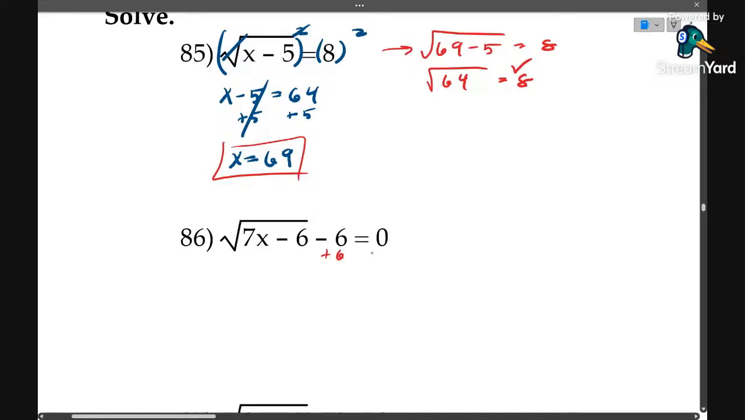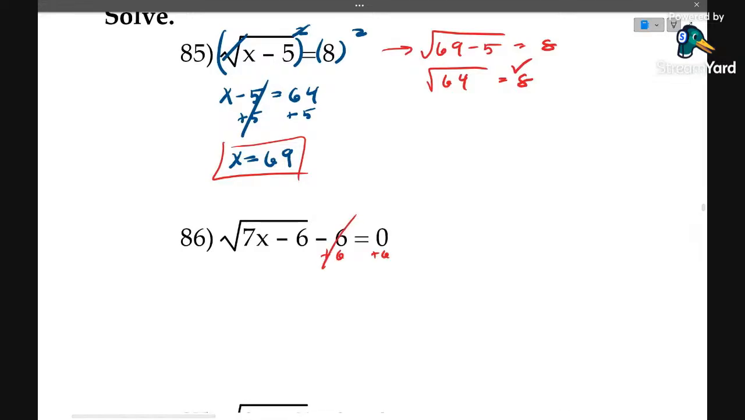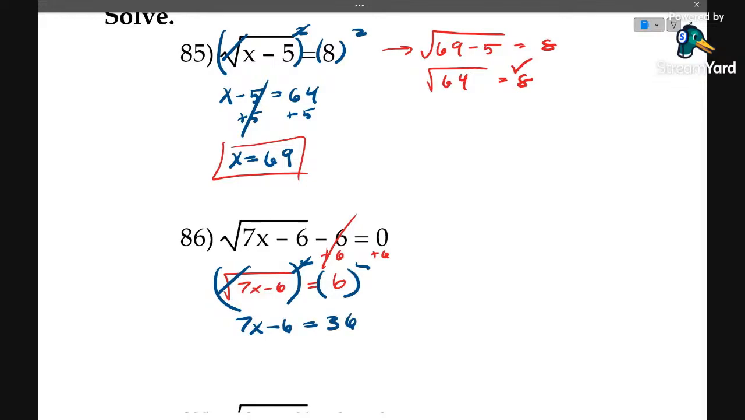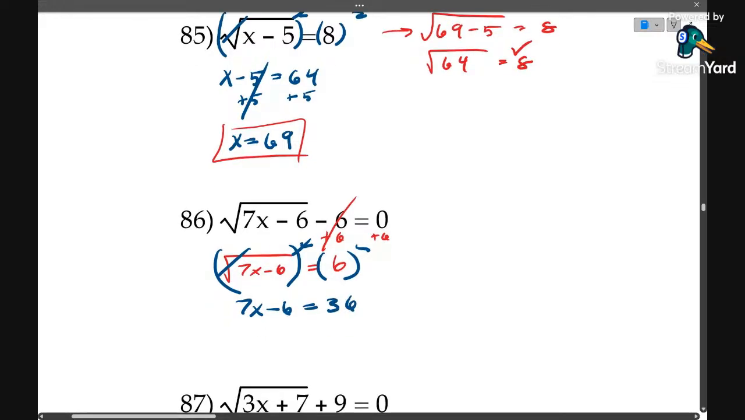We want to add 6 to both sides first before we use our property of exponents here. It would help if I actually wrote 6. We can go ahead and square both sides to eliminate the radical. 7x minus 6 equals 36. Now we can continue to solve for x.